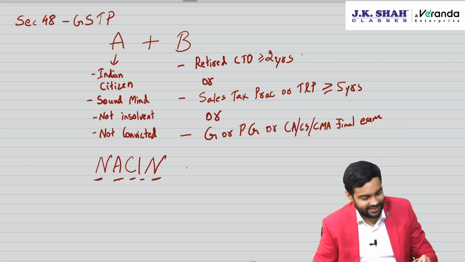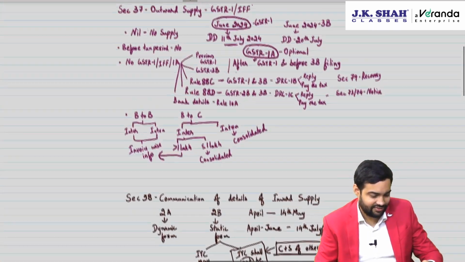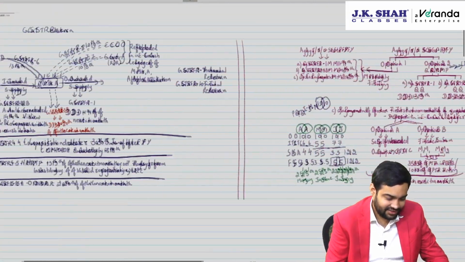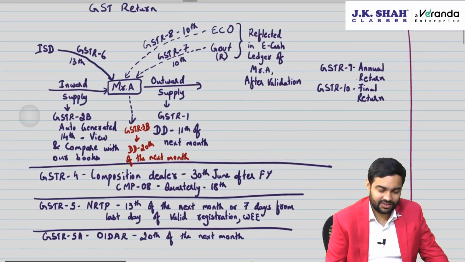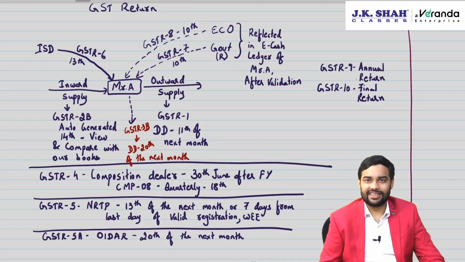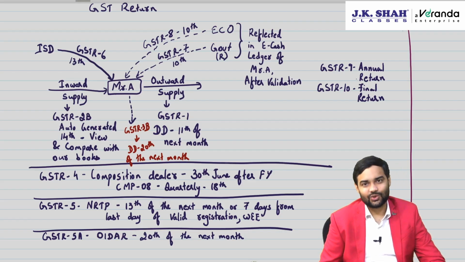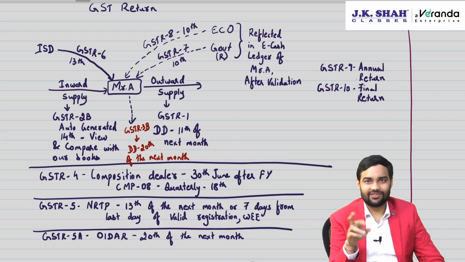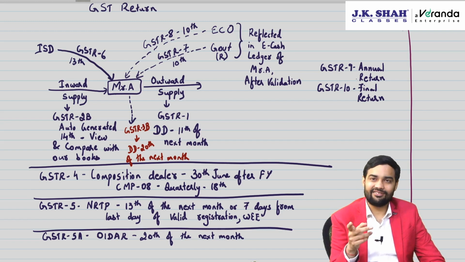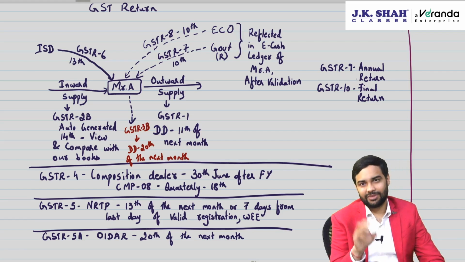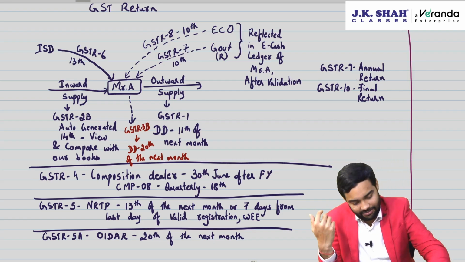Clear? Okay, let's quickly have a look at what all we have studied. We have seen a lot of things. First, we saw the return process: GSTR-1 11th, 2B 14th, 3B 20th, GSTR 4 30th June, 5 13th, NRTP 6 13th, and 5 is 13th of next month or 7 days from last day of valid registration, whichever is earlier. 7 10th, 8th, 10th, 9th, 31st December final return. 3 months from date of cancellation or 3 months from the order of cancellation, whichever is later. So you get good time limit.